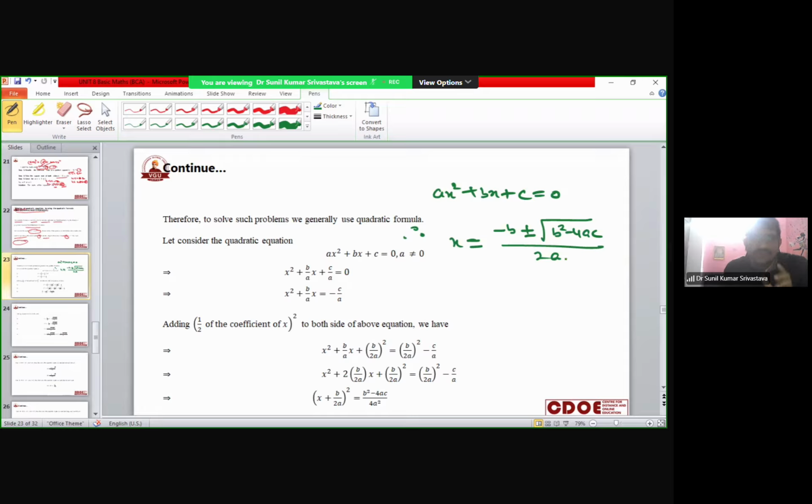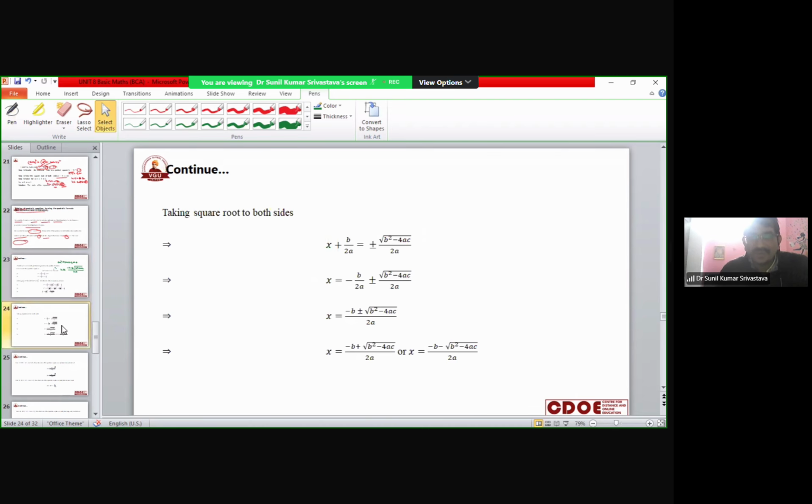For any type of equation, you can use this formula to directly construct the roots of the given equation. For example, taking the plus sign, we have one root. Here x is equal to minus b plus minus under root b square minus 4ac upon 2a. By taking the plus sign, we have the first root x is equal to minus b plus under root b square minus 4ac upon 2a.